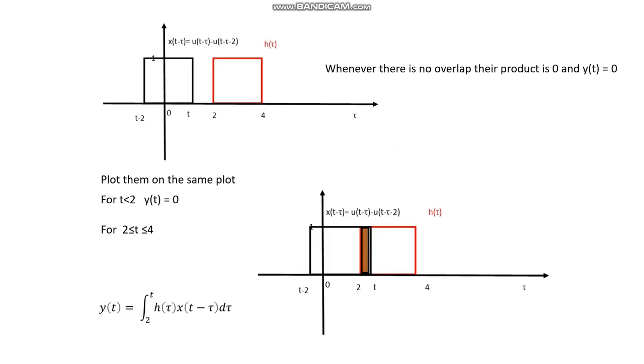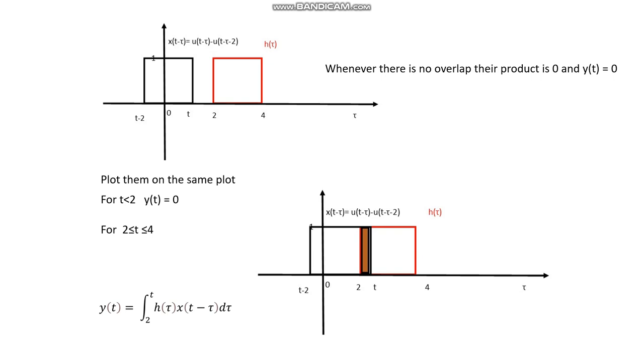Now, to better understand this, we plotted them here on the same plot, h of tau being in red. And we notice right away that as long as t is less than 2, there's no overlap between these two graphs, which means that there's no value of tau where both h of tau and x of t minus tau would be non-zero. So the integral will have to be 0.